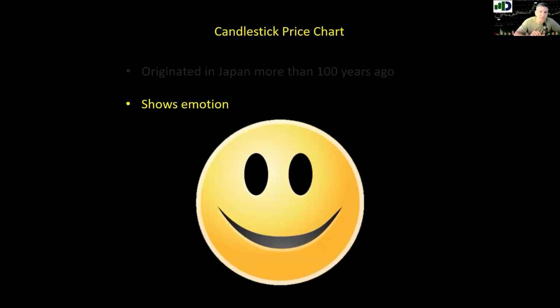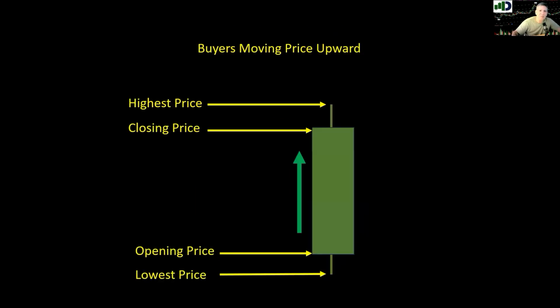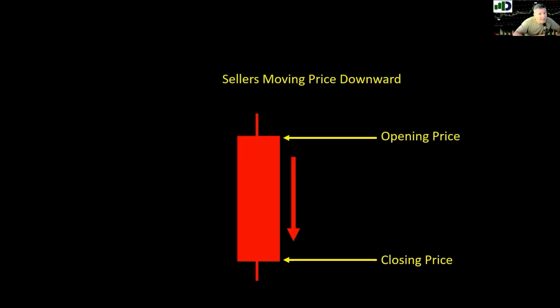Candlesticks show emotion. They show emotion by visually representing the size of price moves with different colors and shapes. For example, a sudden large upward movement, a long green candlestick, might indicate a strong positive sentiment, while a large downward movement, a long red candlestick, might indicate widespread negativity.